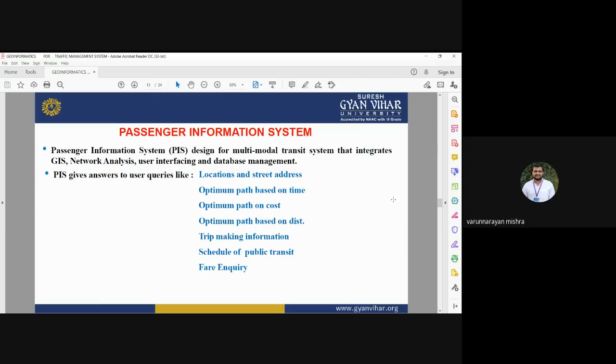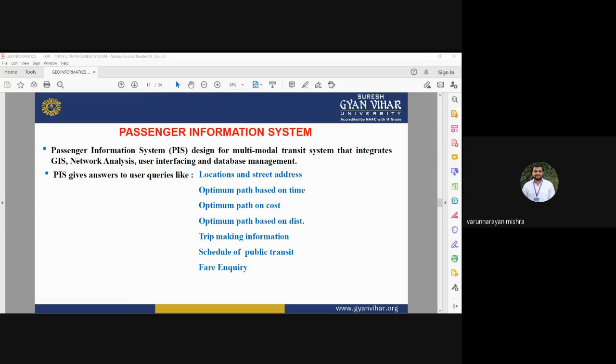The passenger information system is designed for the multimodal transit system that integrates GIS, network analysis, and user interface with database management. So the passenger information system provides answers like: what is the location and street address, what is the optimum path based on time, what is the optimum path based on cost, what is the optimum path based on the district, what is the trip making information, what is the schedule of the public transit, and what is the fare, what are the conditions of the fare.